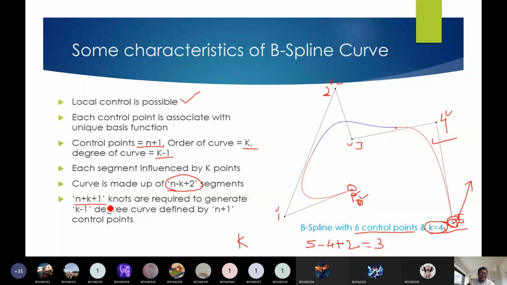And there is another thing called n plus k plus 1 knots. N plus k plus 1 knots are required to generate a degree k minus 1 curve. As I told you, k minus 1 tells you the degree, right? K minus 1 is the degree of the curve defined by the n plus 1 control points. So there is a new term called knot. Knot vectors are also used for the parametric, mathematical representation of the overall B-spline curve. So an overall number of n plus k plus 1 knots are required. That's what he's saying.